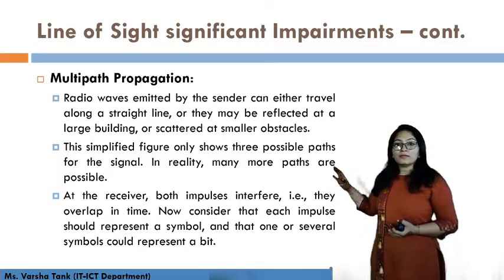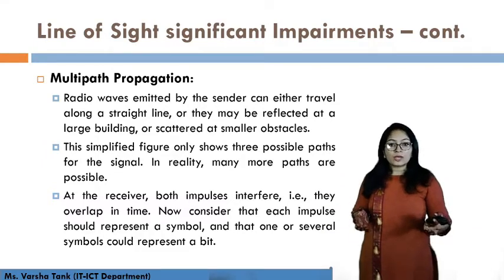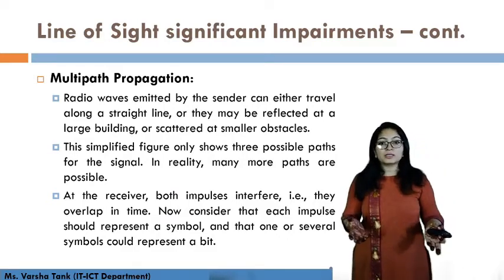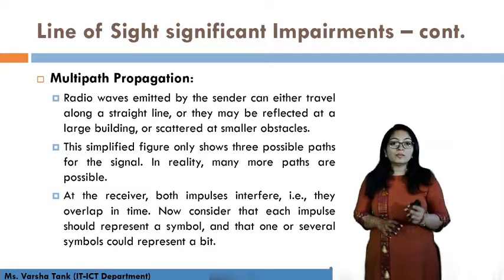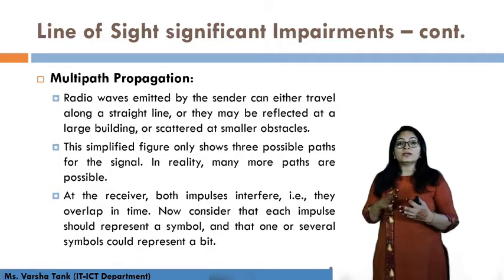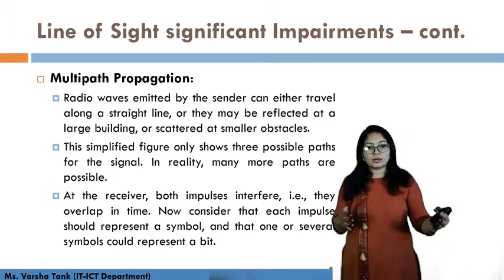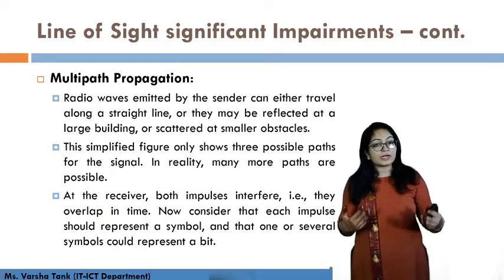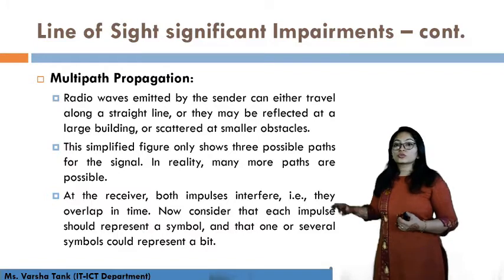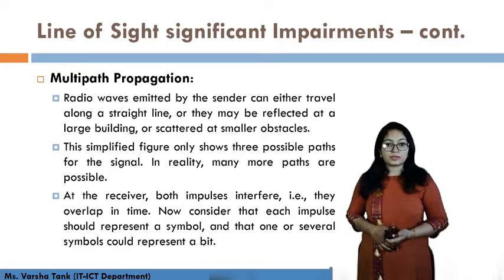This simplified figure is the same as the one we saw in the last slide. It shows three possible paths for the signals. In reality, many more paths are possible. At the receiver, the impulses interfere, for example, they overlap in time. Now consider that each impulse should represent a symbol. Each impulse, that means every time your signal travels through a different path, is known as one impulse, and it should represent a symbol, and one or several symbols could represent a bit. So one or more impulses define the bits.